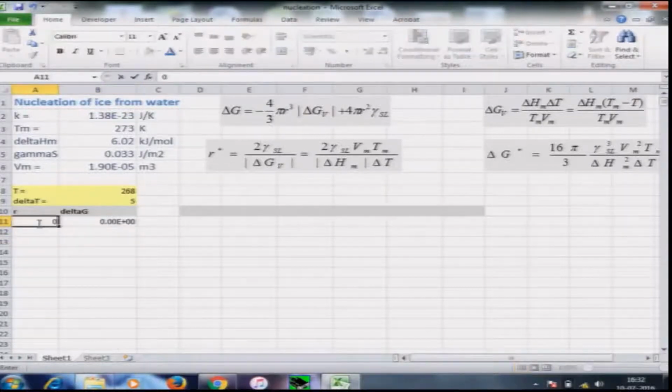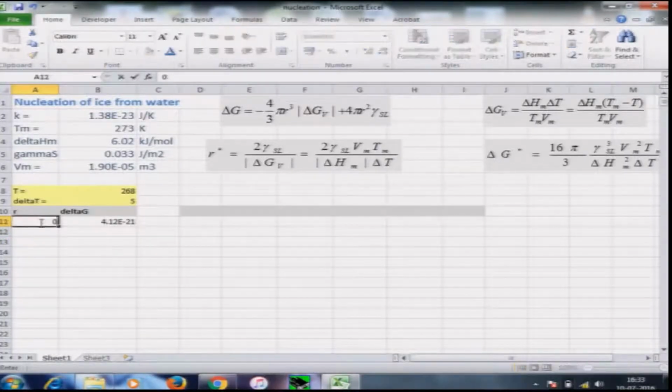If I had a different value of R, for example 0.01, then I get a value of 2.4 into 10 to power 1 here. Now, this is in meters, and we are going to talk about very small values in meters. So, for example, I could say this is 1 into 10 to the power minus 10 meters, which is 0.1 nanometers. Then I get a delta G of 4.12 into 10 to the power minus 21.